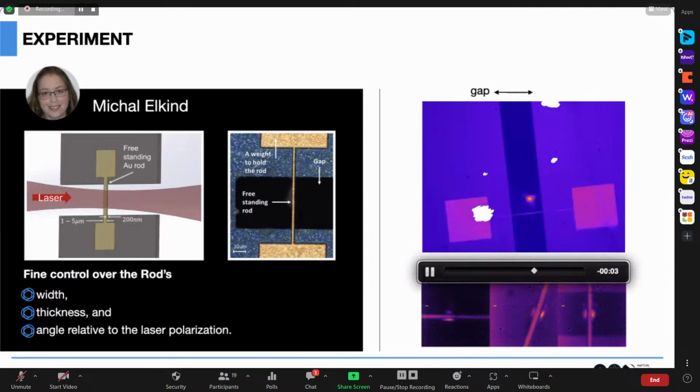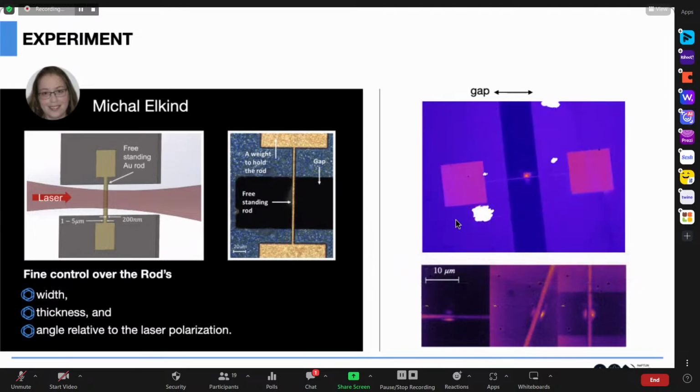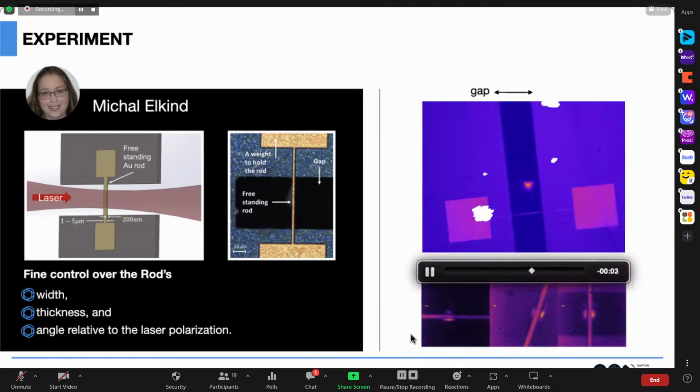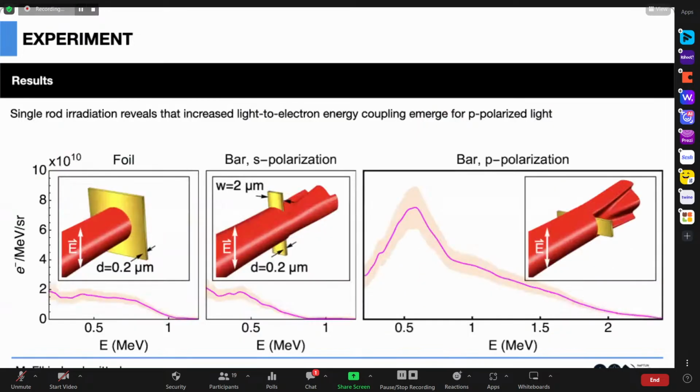Michal can move around the wire. She can move around the laser focus at low power, make sure that they overlap, and then take the shot. The parameters that we can play with here are the dimensions of those microbars and the relative angle to the polarization of the incoming laser.